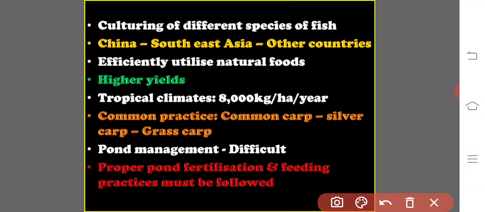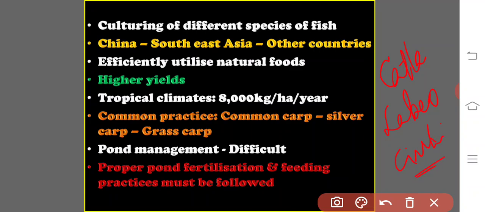In general, the practice is a combination of common carp, Cyprinus carpio, silver carp, Hypophthalmichthys molitrix, and grass carp, Ctenopharyngodon idella. So these three species are mixed together and grown in a single pond. Otherwise, there is also the practice in India of the three Indian major carps, Catla catla, Labeo rohita and mrigala, Cirrhinus mrigala, which are grown at a time in a single pond.